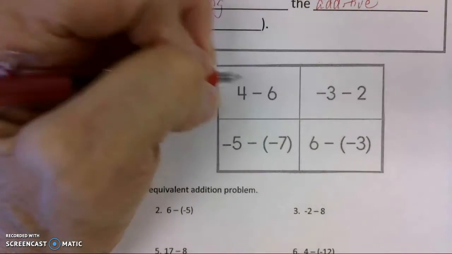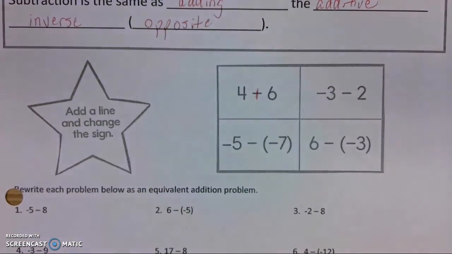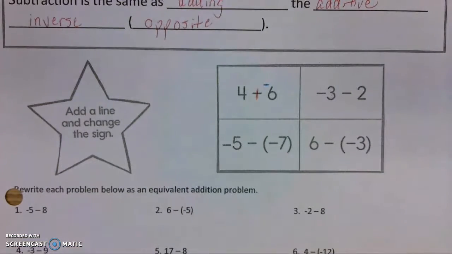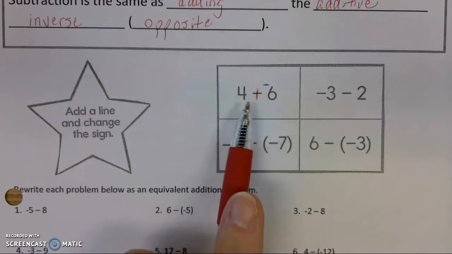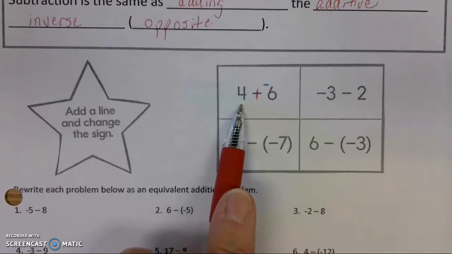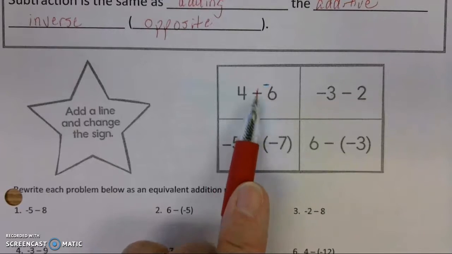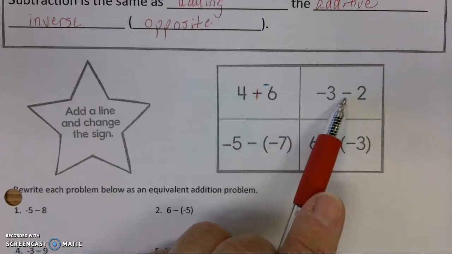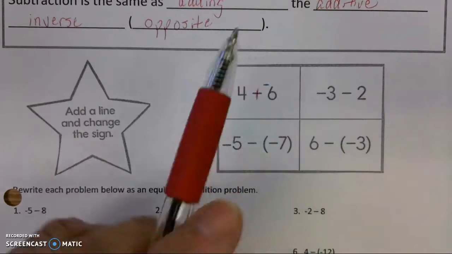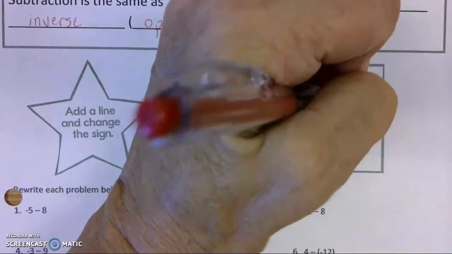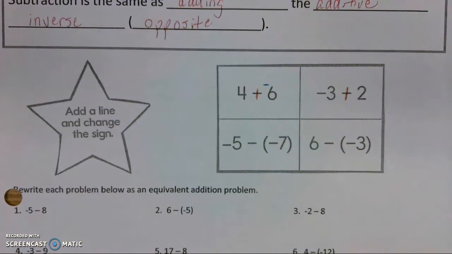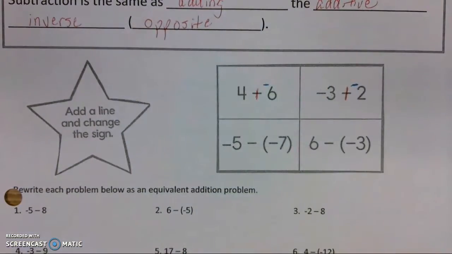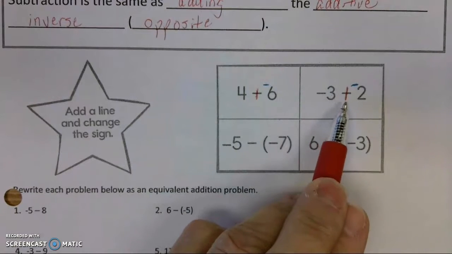So 4 minus 6, I'm going to add a line, make that addition. I'm going to change positive 6 to negative 6. So my problem is 4 plus negative 6. I didn't change 4. I added a line, and I changed 6 to negative. Negative 3 minus 2. I'm not going to touch negative 3. I'm going to add a line to make that subtraction addition, and I'm going to change positive 2 to negative 2. My new problem is negative 3 plus negative 2.